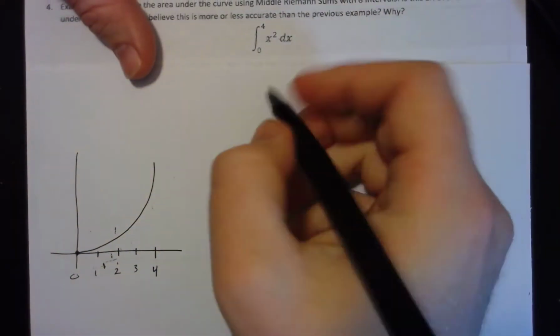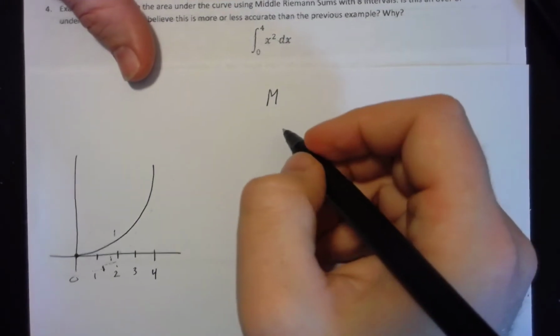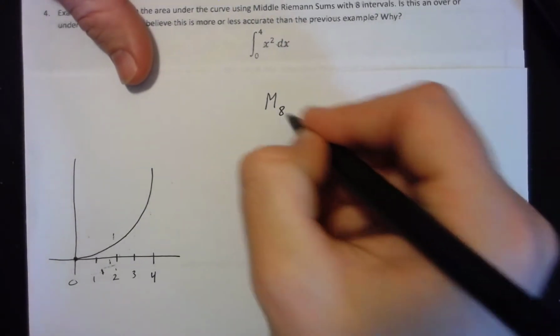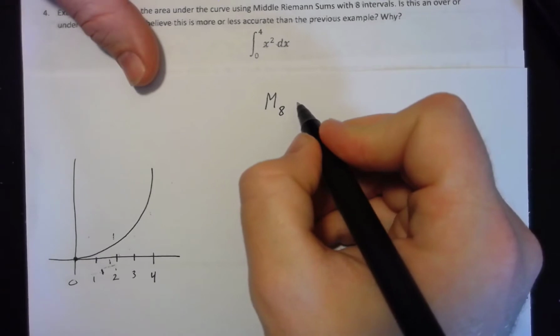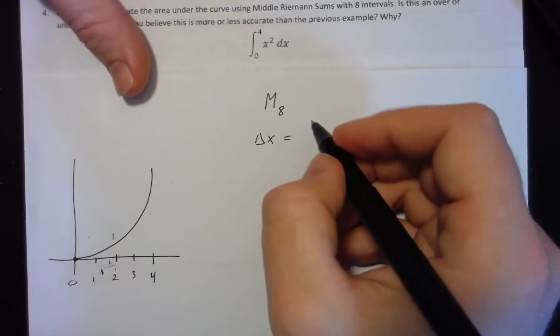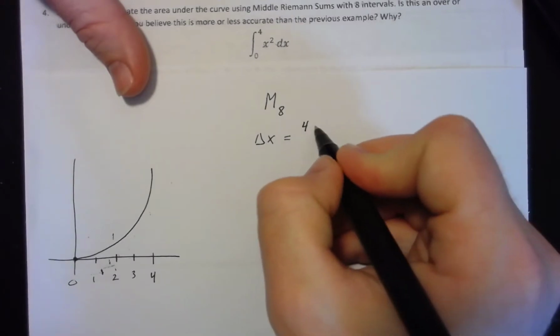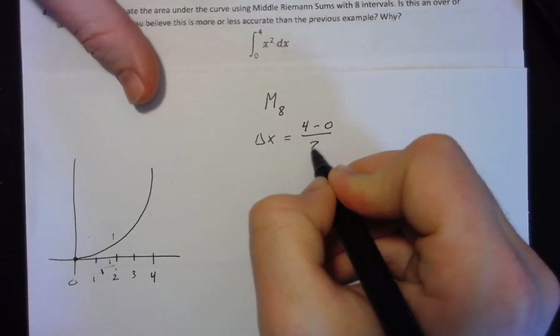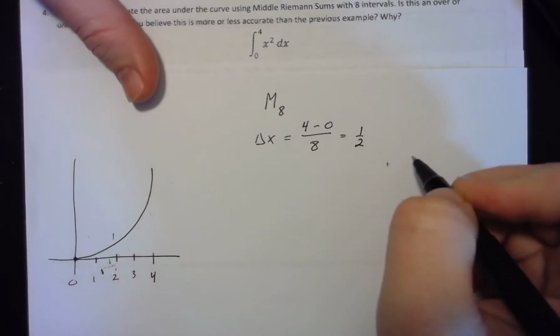So now, first of all, let's go ahead and identify the notation for midpoint. Midpoint will be m, and again, since I'm using 8 subintervals, it's going to be m sub 8. I'll go ahead and find my delta x because it, again, is an efficient and consistent way of doing it. It's b minus a divided by n. In this case, it's 1/2.